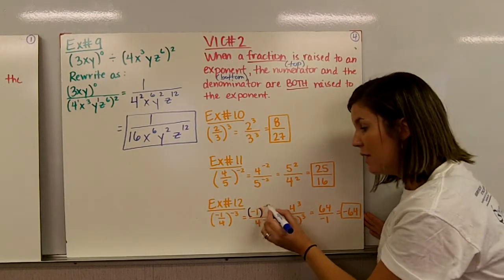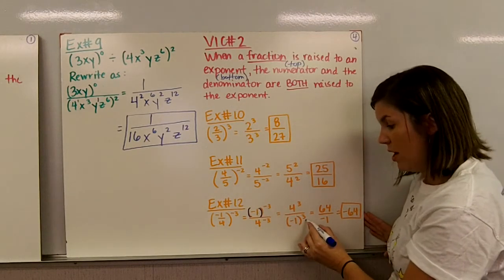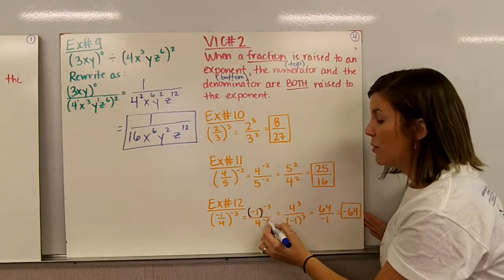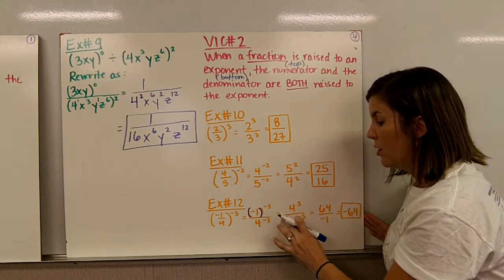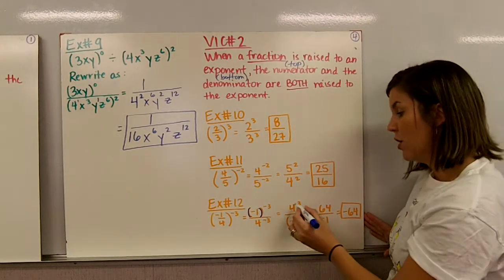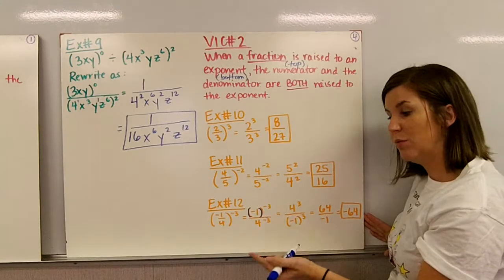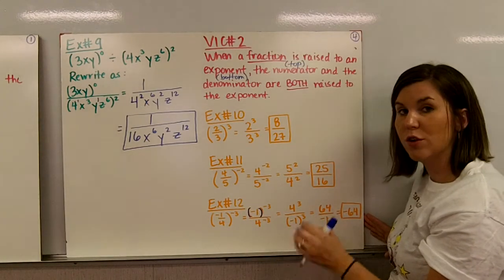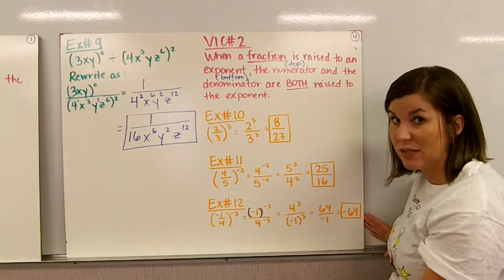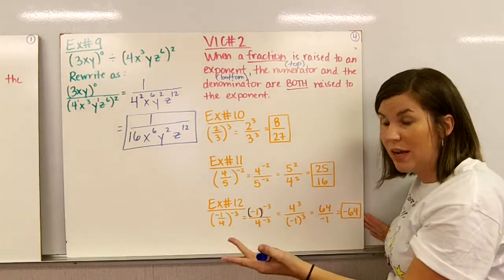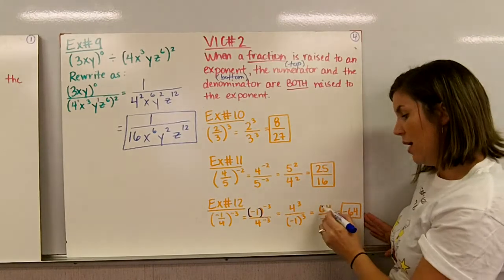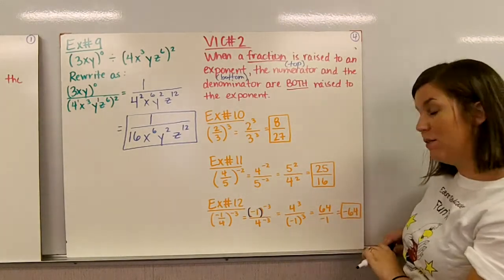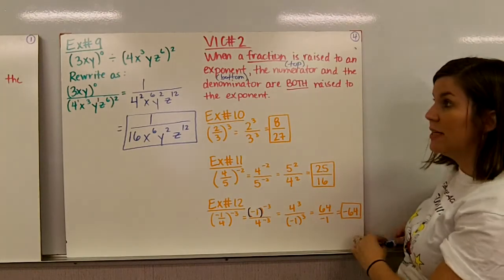To get rid of this negative exponent, I move it to the denominator and it becomes positive. And 4 to the negative third power is in the denominator, so it moves to the numerator and becomes positive. 4 to the third power. 4 times 4 times 4 is 64. Negative 1 to the third power. Negative 1 times negative 1 is positive 1. Times another negative 1 is negative 1. A positive divided by a negative is a negative. So 64 divided by negative 1 is negative 64.